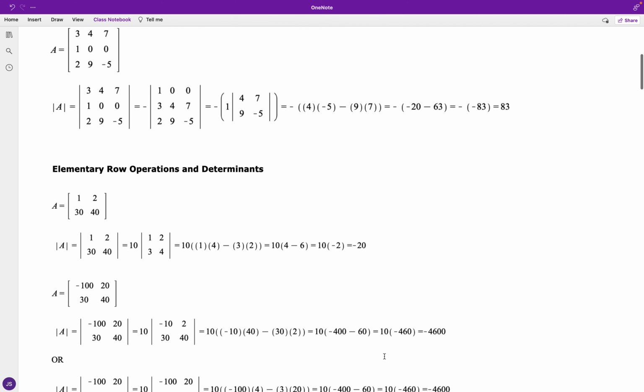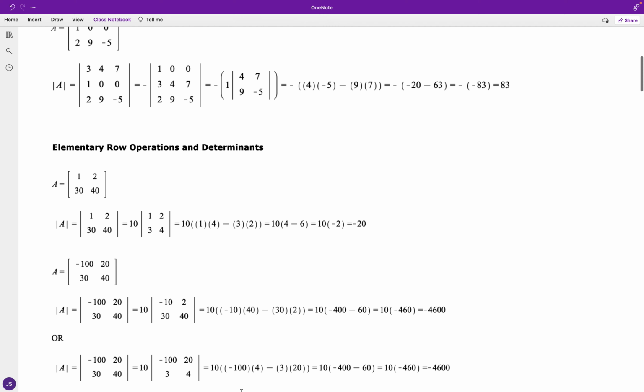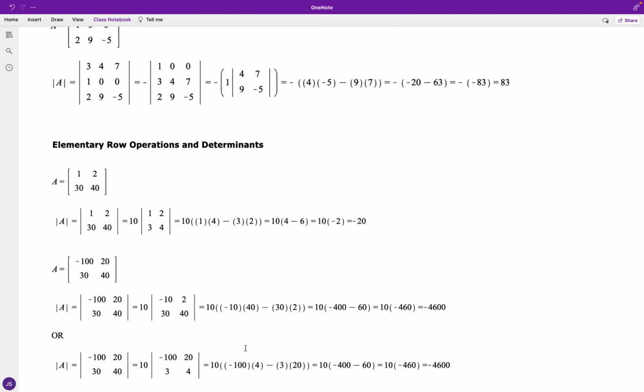And if I were to have, just taking the 10 out, kind of like in the first example here, underneath the elementary row operations and determinants heading, let's say that we have 10 to be factored from 30 and 40. So your negative 120 would remain fixed. And looking at this combination of cross products and taking the difference, you have 10 times what's going to be negative 400 minus 60, and we still have negative 4,600.